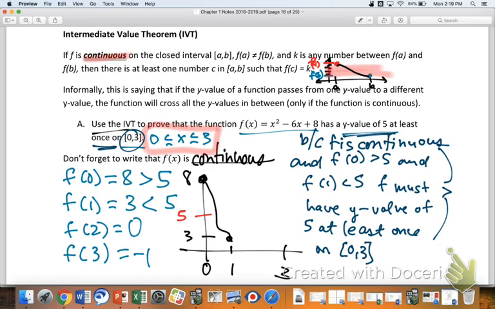So because f is continuous, and we found a value above 5, and we found another y value below 5, then f has to have a y value exactly 5, at least once.